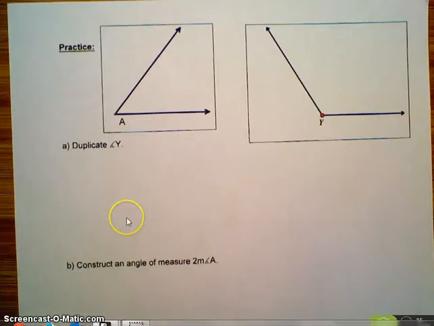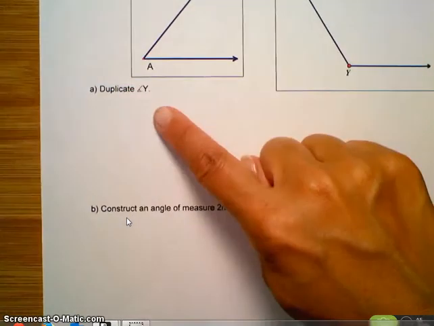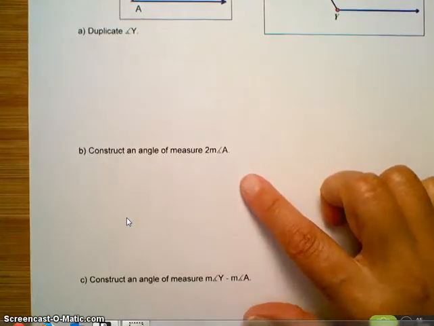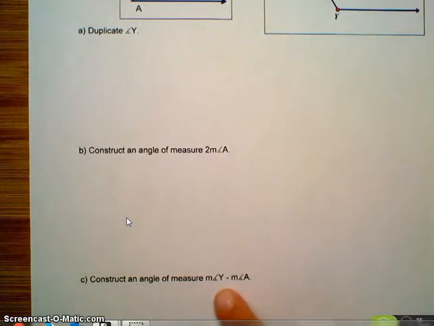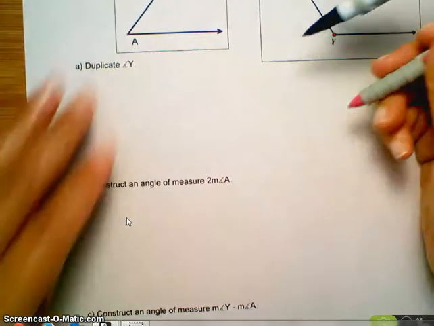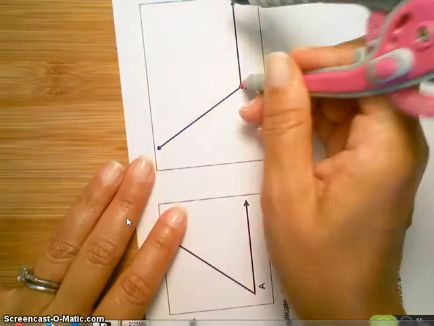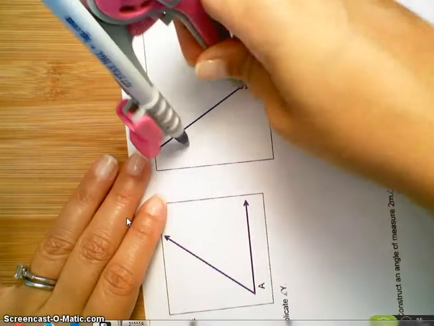Okay, we're on page 4 of the note packet for Chapter 1, Section 6, and we're practicing duplicating angles. As you can see in these examples, first we're just going to duplicate angle Y, then we're going to duplicate angle A, and then we're going to do a combination of Y and A. Because we're going to do a combination, the first thing I'm going to do is set my compass to any distance, a little bit smaller, and make an arc mark that crosses both sides of my angle.